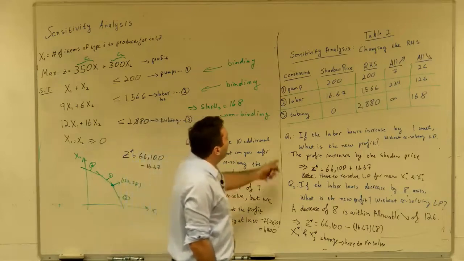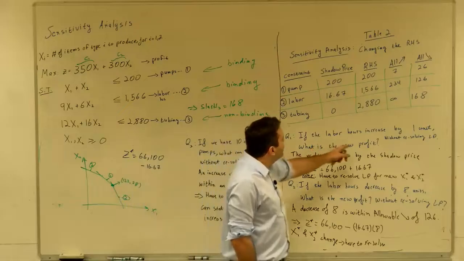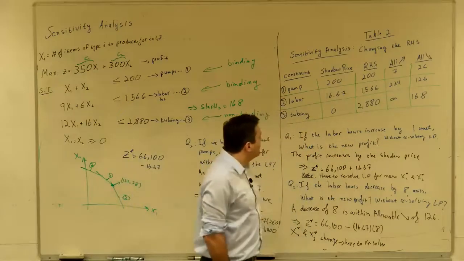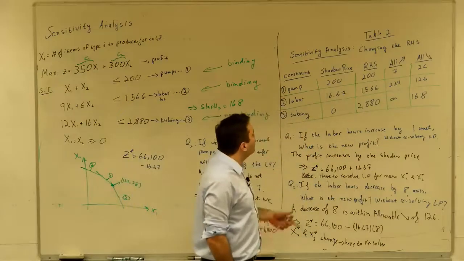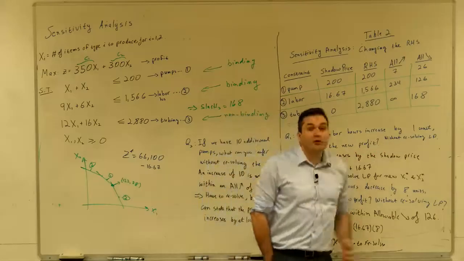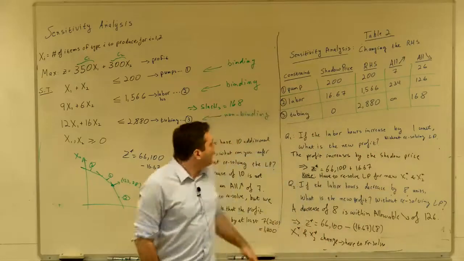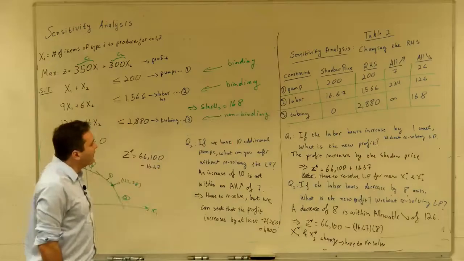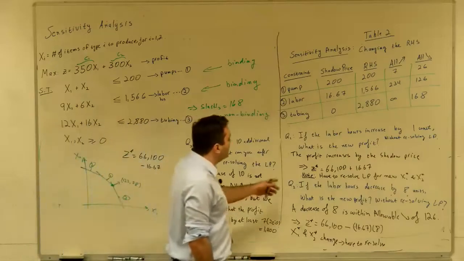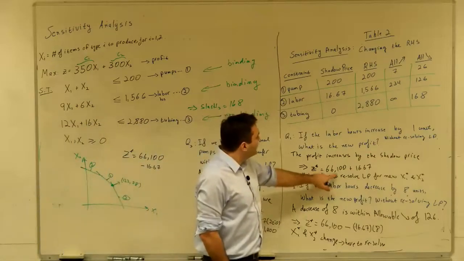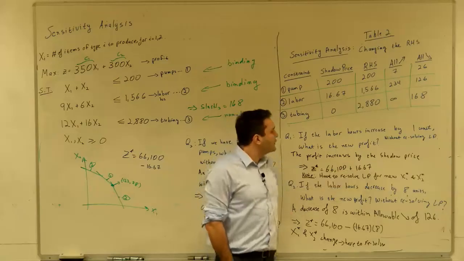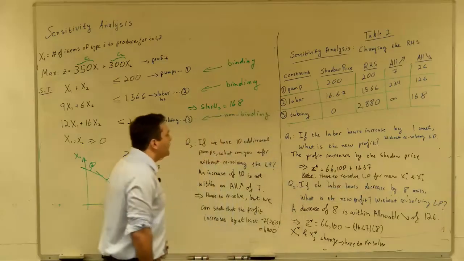Let's look at a few questions that relate to this. The first question says, if the labor hours increased by 1 unit, or let's say by 1 hour, what is the new profit without having to resolve the LP? So now this is 1567. Again, as I stated, your answer would be the new profit is 66,100 plus the shadow price of 16.67.